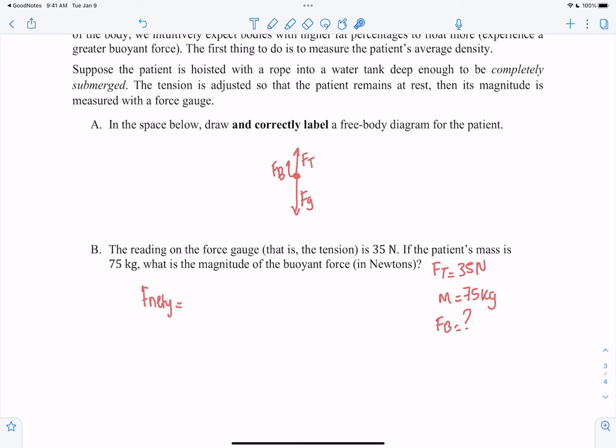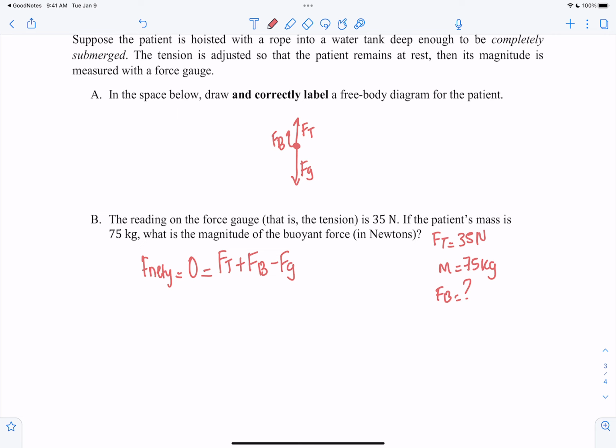And so F net y is equal to 0 here, because it says the tension is adjusted so that the patient remains at rest always. So the patient is remaining at rest. They're not sinking or floating or anything like that. Then all these forces should cancel out. They should add up to equal 0. So F net y is equal to 0. We have Ft is positive plus Fb minus Fg, right?